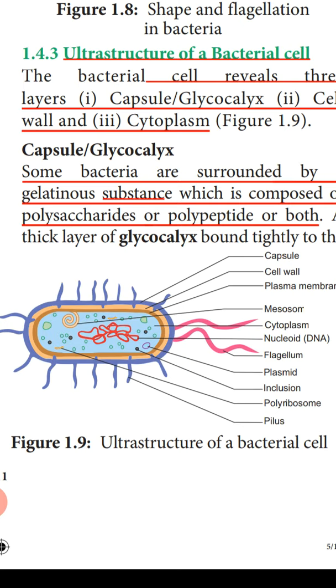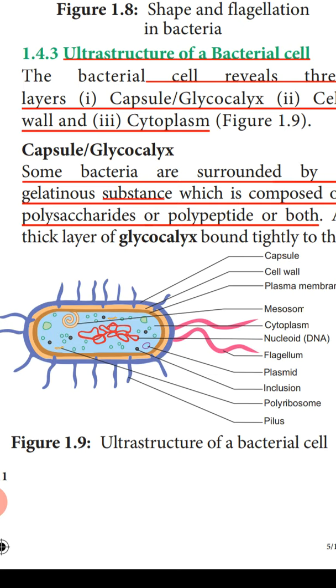Next, you can see there is another circular DNA present, that is called the plasmid. Next, there are many inclusions, like ribosomes, starches, and some other cell organelles. They are called the inclusions here. Next, we can find polyribosomes. Polyribosomes means a chain of ribosomes. That is what you can see here.